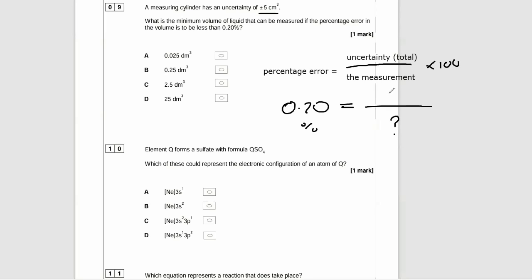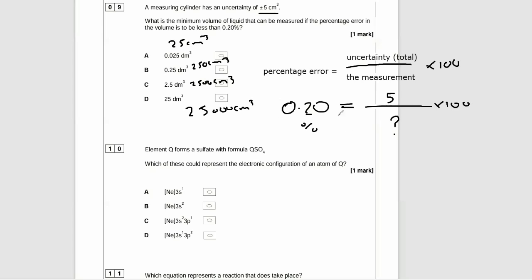Yeah, so 0.2% is equal to the total uncertainty, which is going to be 5 centimeter cubed, over our unknown measurement times 100. Now, one of these is the correct measurement. Change all of these into centimeters cubed because our uncertainty is in centimeters cubed. And then you could just one by one put them into that equation where I put the question mark.